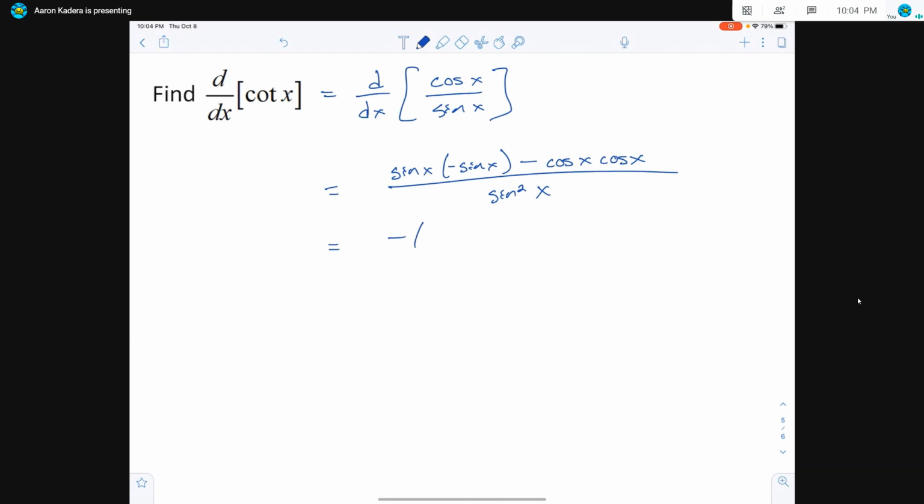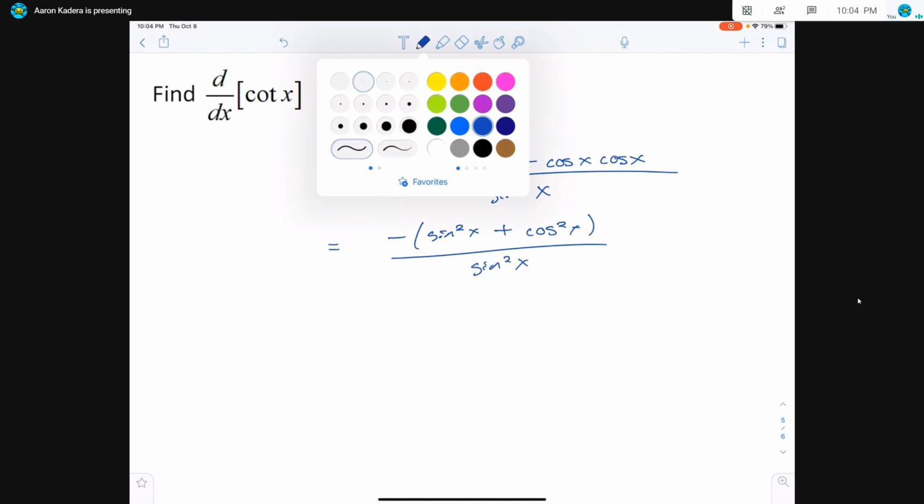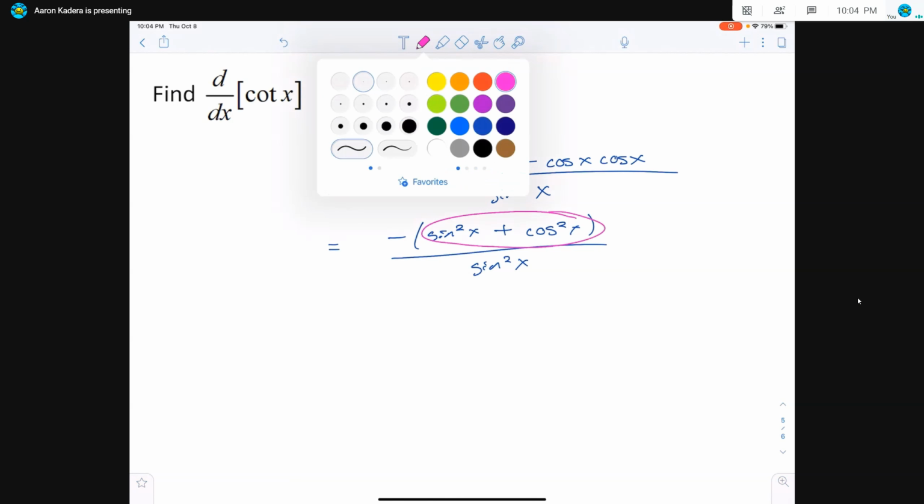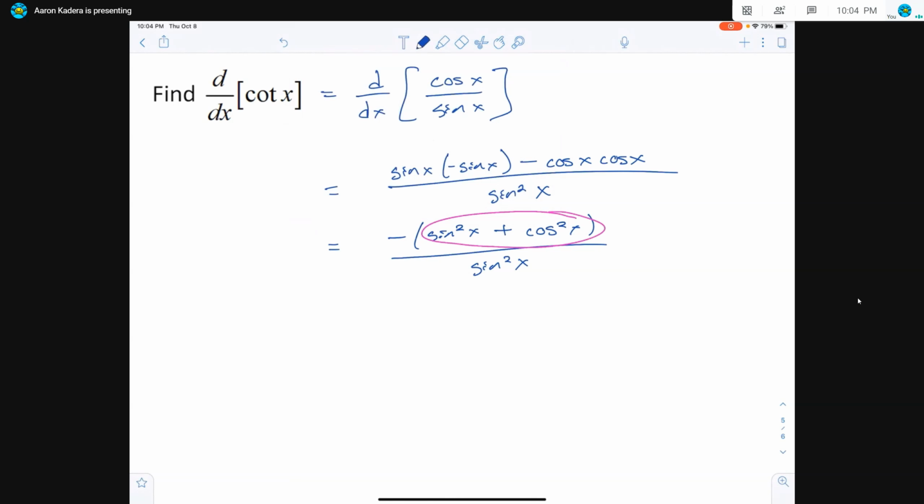And then I have sine squared of x, because I have sine times sine. And if I pull that negative out, I've got a plus sign, cosine squared of x, over sine squared of x. And then a little alarm bell should go off right here, because you should notice that you have a sine squared plus a cosine squared right there, and that is 1. So we can make this thing pretty darn simple.